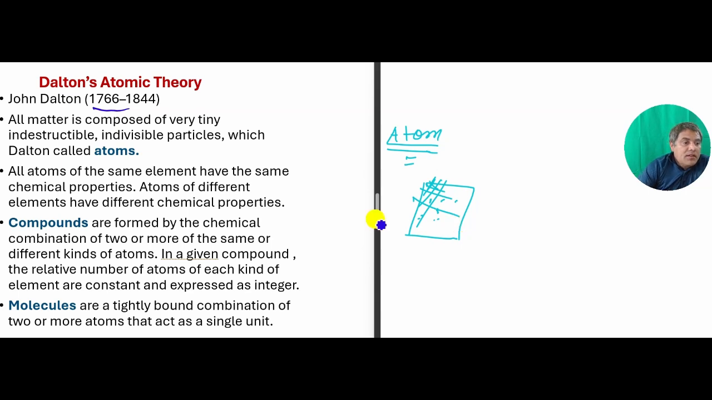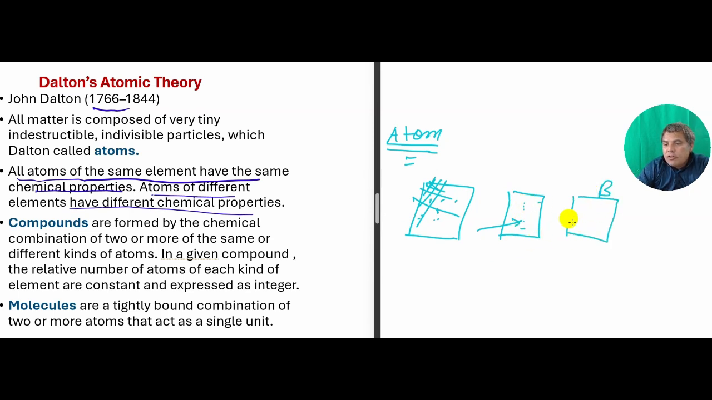Another of Dalton's theory says all atoms of the same element have the same chemical property. Atoms of different elements have different chemical properties. If you have an element A, its atoms have a certain property, and all these atoms have the same property. Other element B has different atoms, and all the atoms which B makes have the same property.